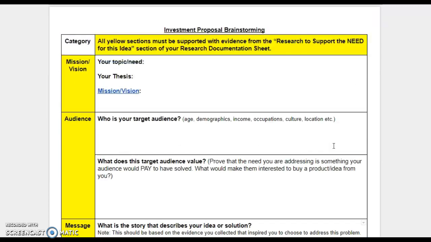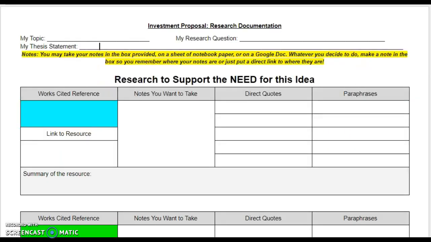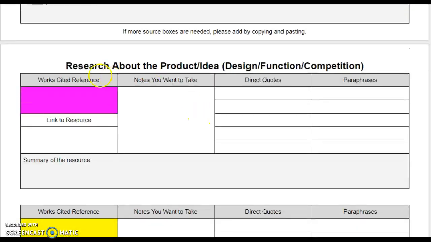That's it for this section. When you are finished, you're ready to go back to your research document and research about your product or idea.